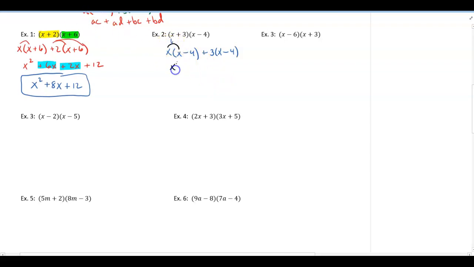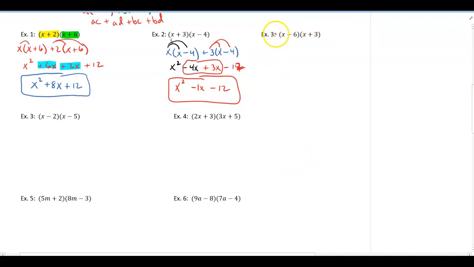X times x is x squared. X times negative 4 is minus 4x. Then 3 times x is positive 3x. And 3 times negative 4 would be minus 12. Right? And if I notice here, my two middle terms can be combined. So I would get x squared. Remember, negative 4x plus 3x is going to give me negative 1x, and then bring down my minus 12.